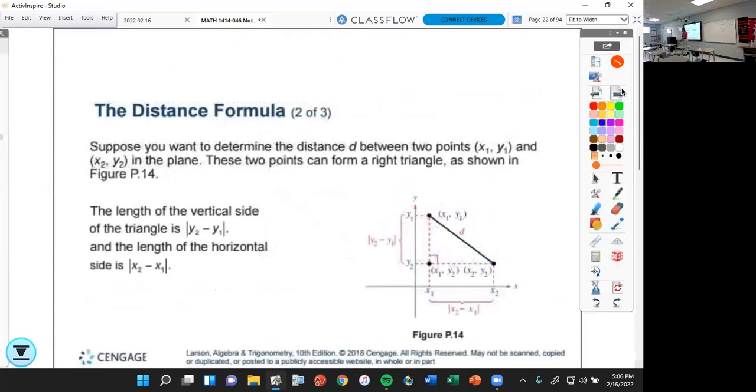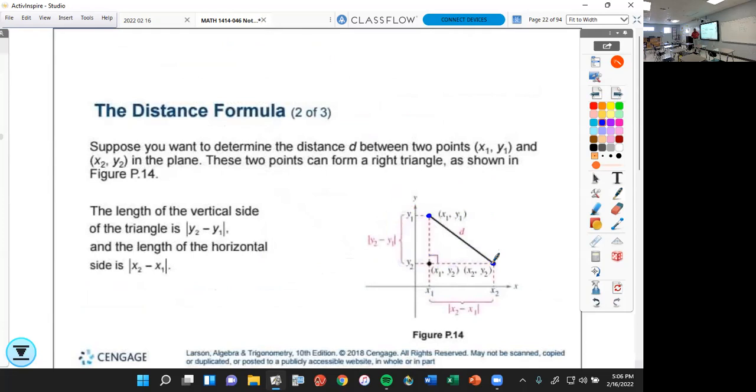So here's a picture of a triangle, in a sense, drawn on a coordinate plane. I don't care what 2 points you choose to plot. So here's a point x1, y1. Here's a point x2, y2. And those are the 2 points given. And I want to know how far those 2 points are from each other. I want to know the distance between x1, y1 and x2, y2.